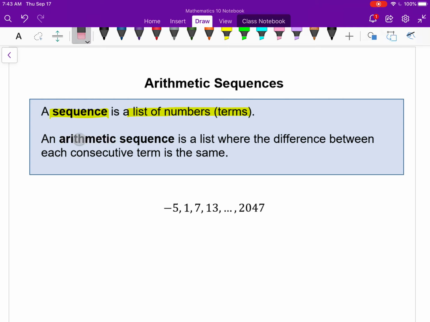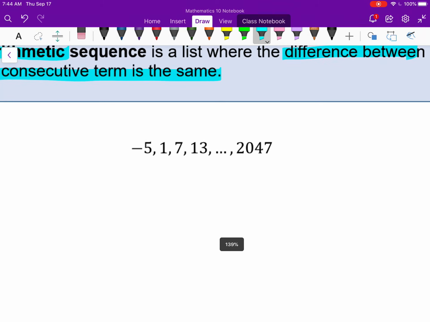So maybe I'll highlight this differently. The term arithmetic sequence, which is what we're focusing on, that's where the difference from one term to the next is always the same. So for example, what we see down here below is an example of a sequence.